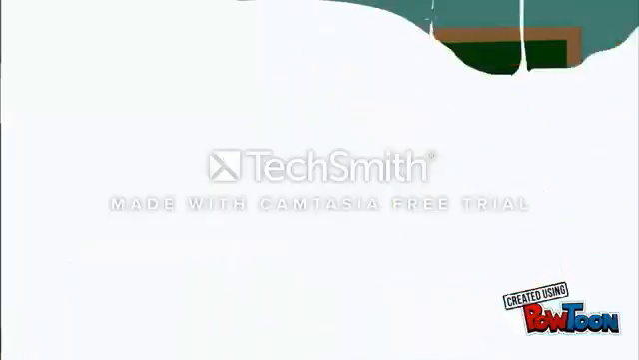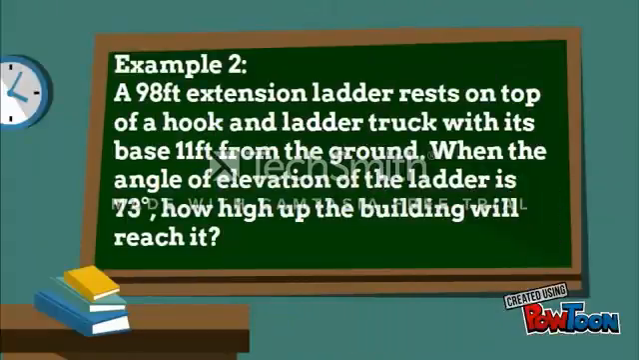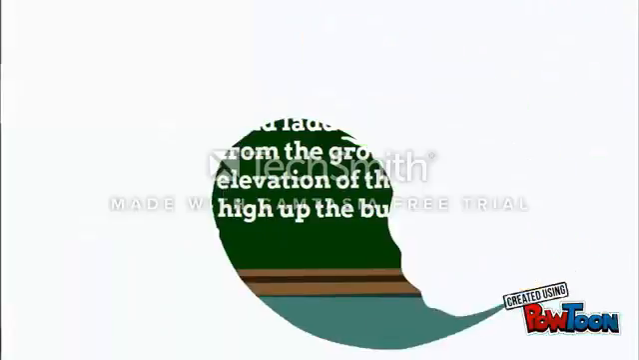Example number 2. A 98 feet extension ladder rests on top of a hook and ladder truck with its base 11 feet from the ground. When the angle of elevation of the ladder is 73 degrees, how high up the building will it reach? Again, we will draw a figure.